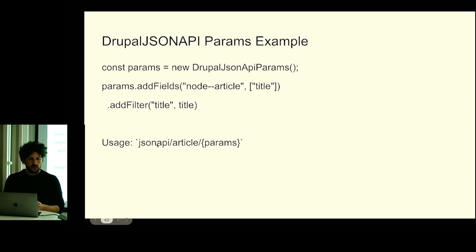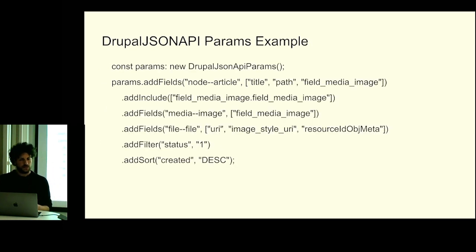And then you can, of course, call your endpoint adding the params here. This is useful when you build more complex requests. So in this case, I'm calling all the node articles. I'm getting these fields. I want to see the images that are related to the article. Then I add the field image, and then also I want to see the URI of the image so I can show it. Then I can add a filter, and of course I can add a sort as well.